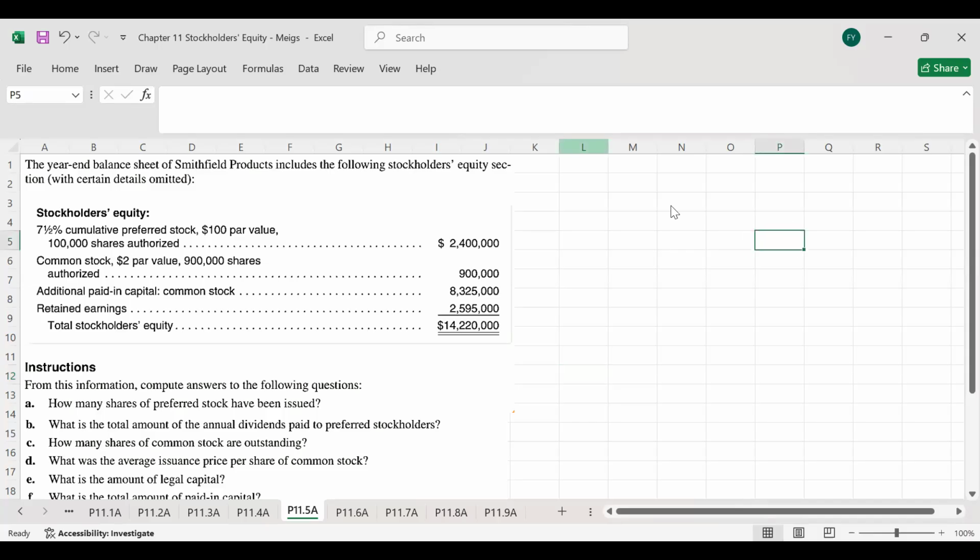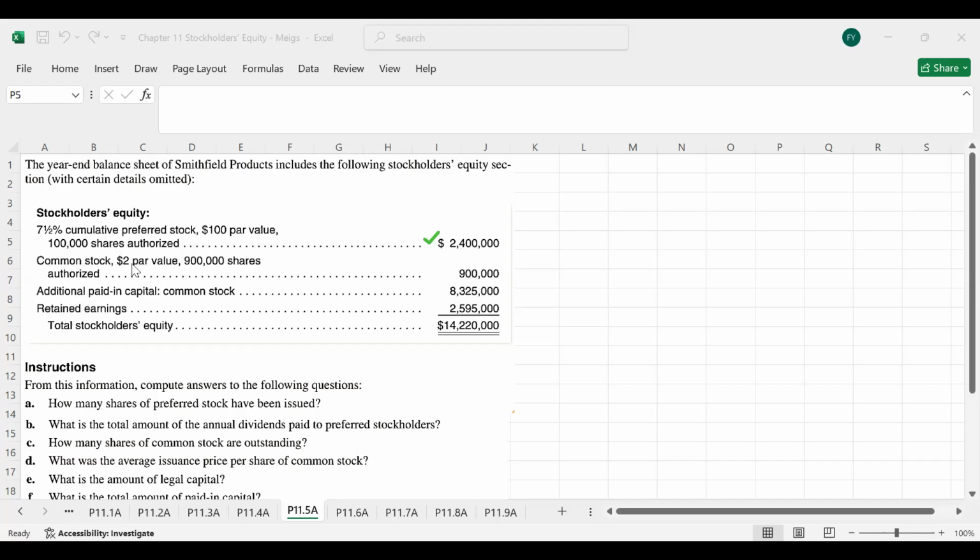So here we have a problem in which you can see a stockholder equity section is already prepared, and you can see what we have right now. We have a cumulative preferred stock which is 7.5%, meaning dividends are given or announced at a 7.5% rate, and the total amount of cumulative preferred stock is 2.4 million.